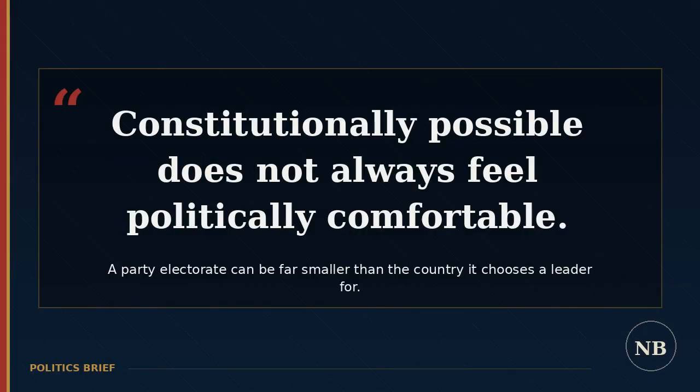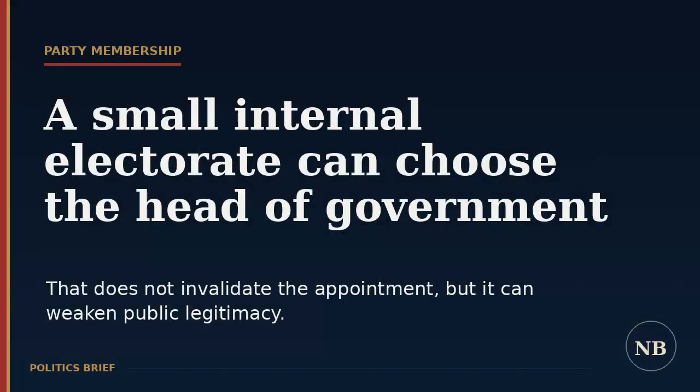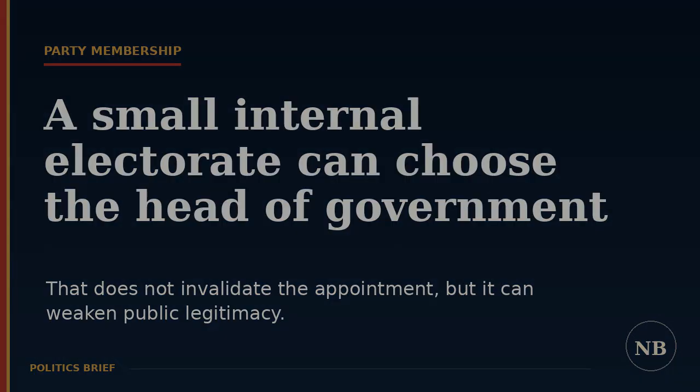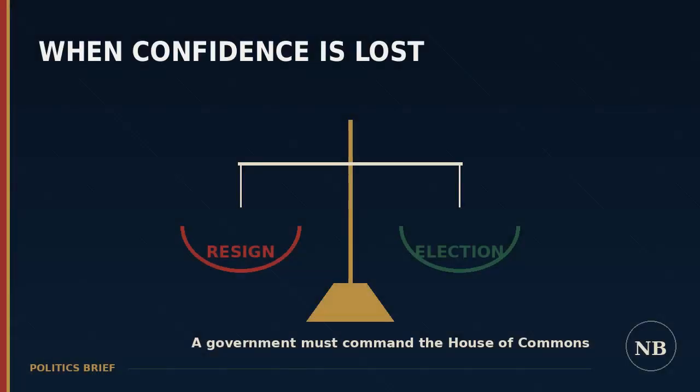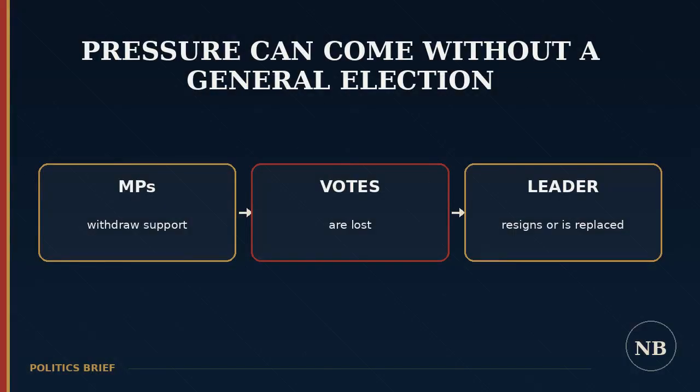Could Parliament force the issue? Yes. A government must retain the confidence of the House of Commons. If it loses a clear vote of confidence, the Prime Minister is expected either to resign or to seek a dissolution of Parliament, which would lead to a general election. Government MPs can also make a Prime Minister's position impossible by withdrawing political support, refusing to vote for key legislation, or replacing the party leader again. So a Prime Minister may not face the entire electorate immediately, but they are never completely free from parliamentary pressure.